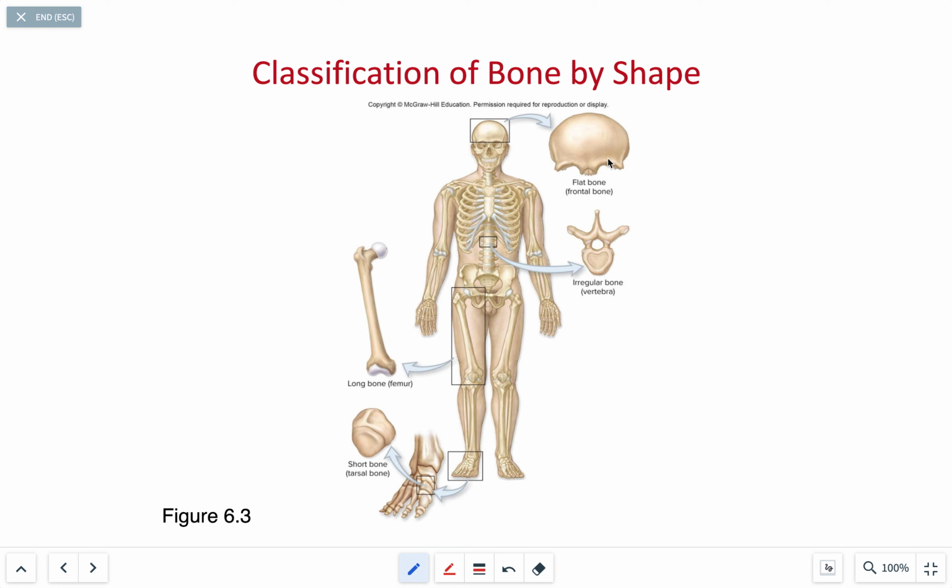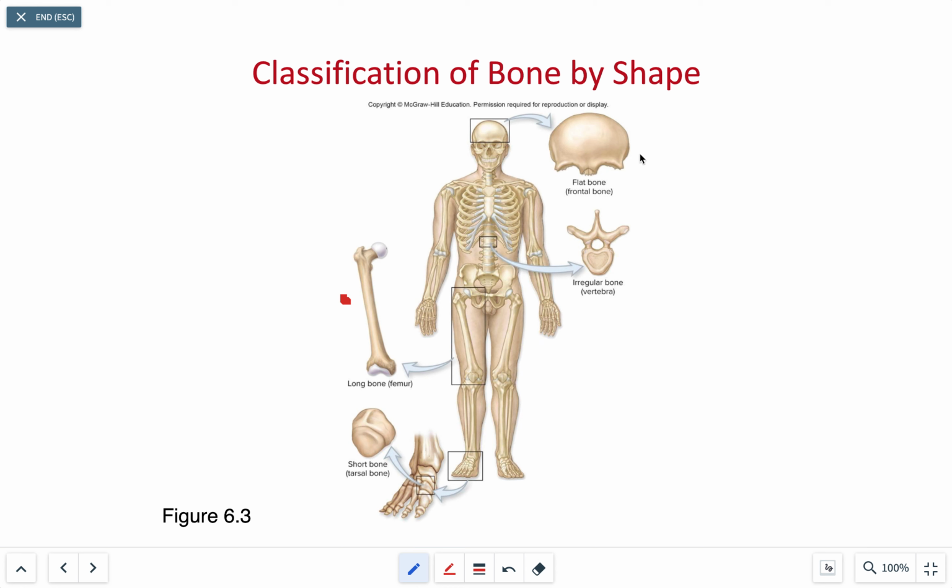When we look at the first one in depth, it is going to be the long bone. The long bones, we see this in the arms, we see this in the femur, the humerus, we see these in the fingers and the toes.